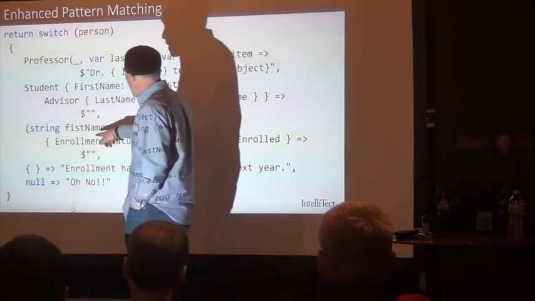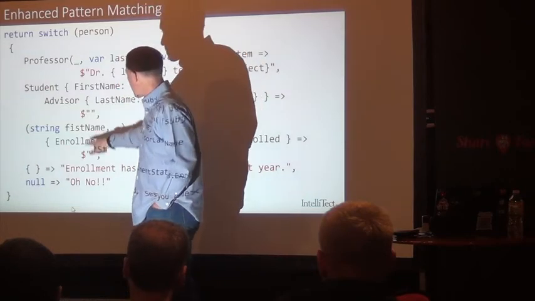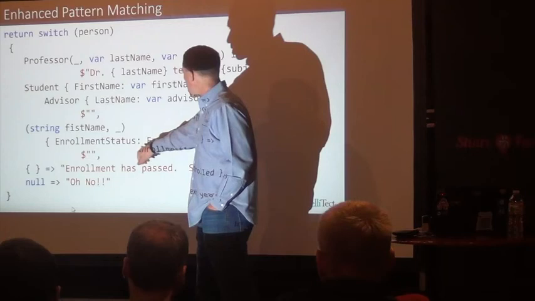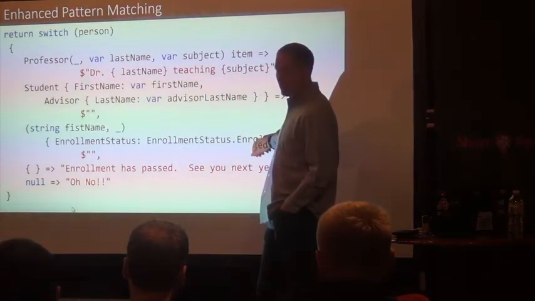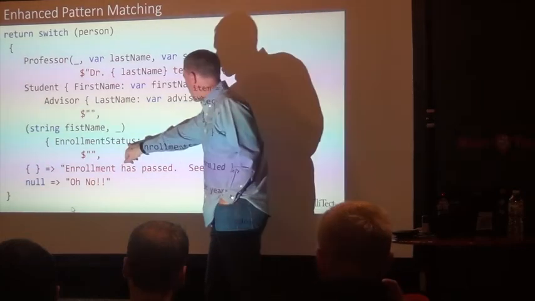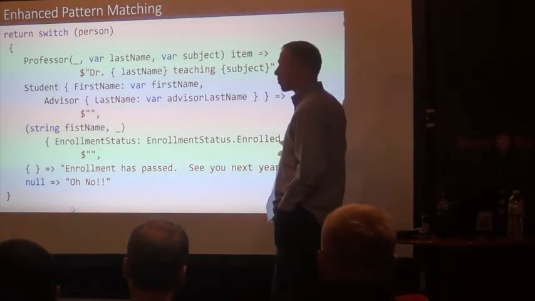And then we can do pattern matching. In this case, we're saying we care about the first name. We declare a variable for the first name, and then we can go ahead and use it. But I can also go ahead and declare a filter. Instead of using where, like you do in C# 7, we can now declare a filter and say the enrollment status has to be enrolled.